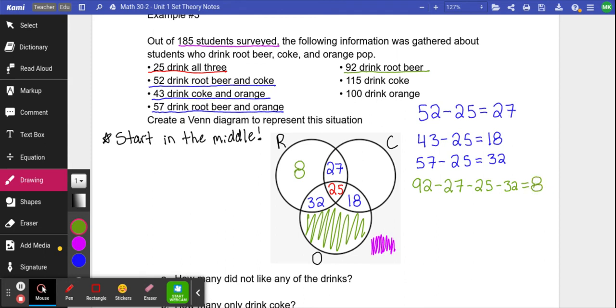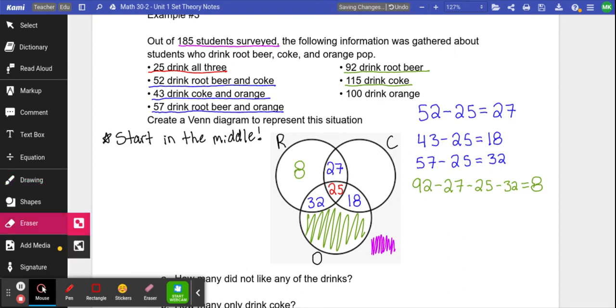So I've got my 8 people who only drink root beer. And now I'm moving on to who drinks Coke. It says 115 people drink Coke. That is not 115 people who only drink Coke, right? And this section is only drink Coke.